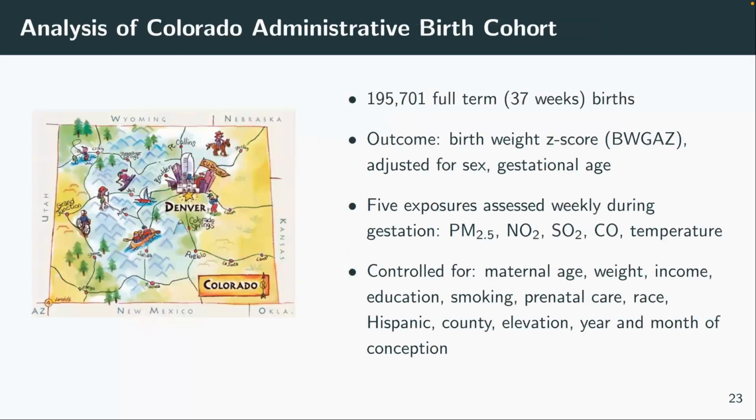So we fit this to some data. We're using Colorado administrative birth cohort data. We had 195,000 births. The outcome was birth weight for gestational age z-score, which is adjusted for sex and gestational age, using the Fenton growth charts. We had 5 exposures assessed weekly during pregnancy: PM 2.5, NO2, SO2, CO, and temperature. We controlled for a fairly standard set of covariates. We only have the mixture data for right around Denver, so our analysis was limited to just Denver metro area births.